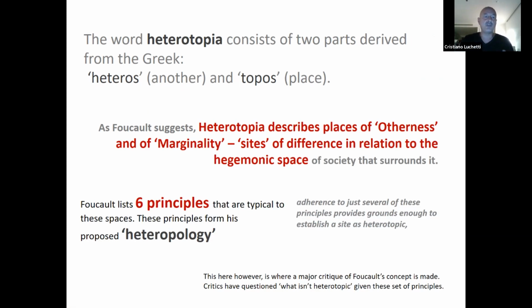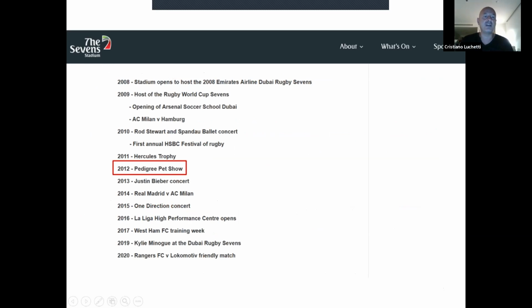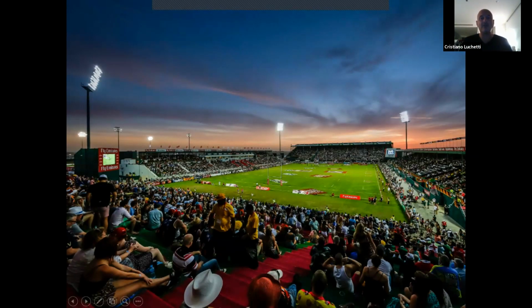And in this case, you can see how the Sevens is really a place that works only for one week a year. And if you look at the list of events that happen throughout the year, I highlighted 2012, which had to be a very difficult year because there was only a pedigree pet show. But somehow in that week, this very unknown and forgotten place in the middle of the desert becomes like this, and it changes its identity completely.